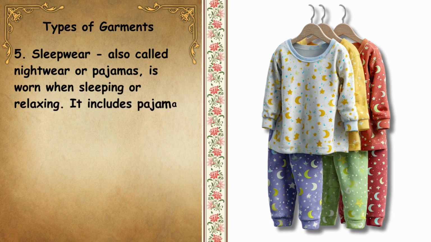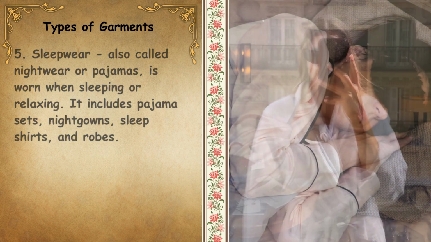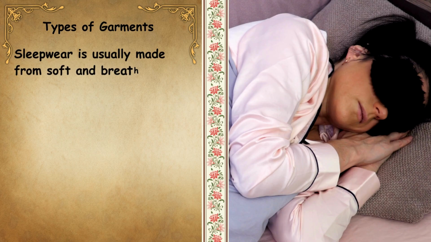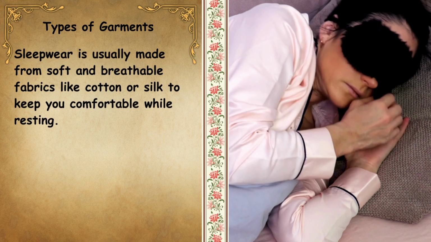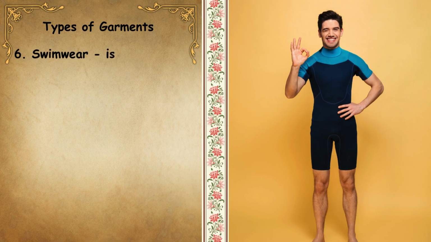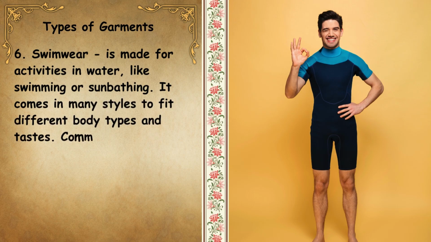5. Sleepwear. It is also called nightwear or pajamas, is worn when sleeping or relaxing. It includes pajama sets, nightgowns, sleep shirts, and robes. Sleepwear is usually made from soft and breathable fabrics like cotton or silk to keep you comfortable while resting. 6. Swimwear. It is made for activities in water, like swimming or sunbathing. It comes in many styles to fit different body types and tastes.